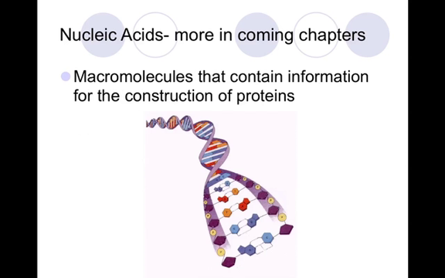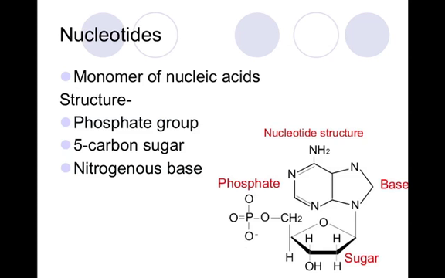Next thing is nucleic acids. And we're going to talk a lot more about that in later chapters when we talk about DNA and RNA. But I want you to know that an important function of nucleic acids is that it contains the information to make proteins. And we already know how important proteins are. So nucleotides are our monomer, or our unit of our nucleic acids. It's made up of a phosphate group, a nitrogenous base, and a 5-carbon sugar. Your nucleotide is the building block of nucleic acids. That's what makes that up.